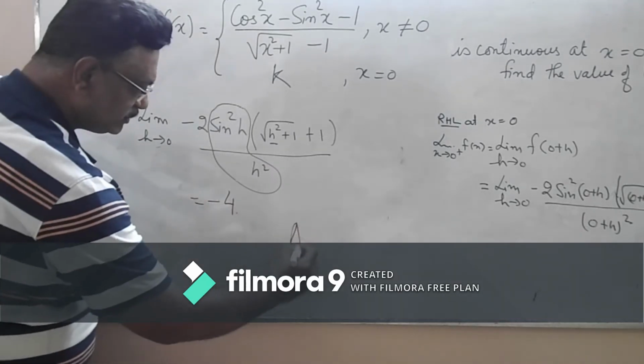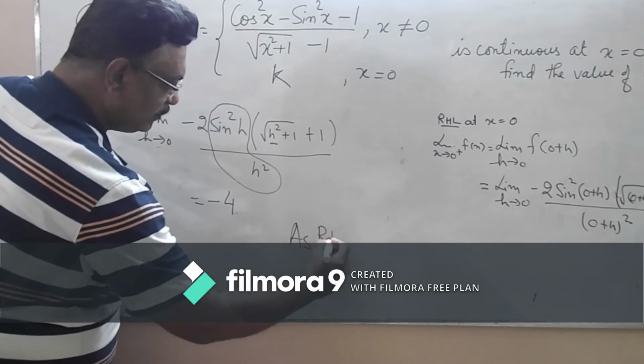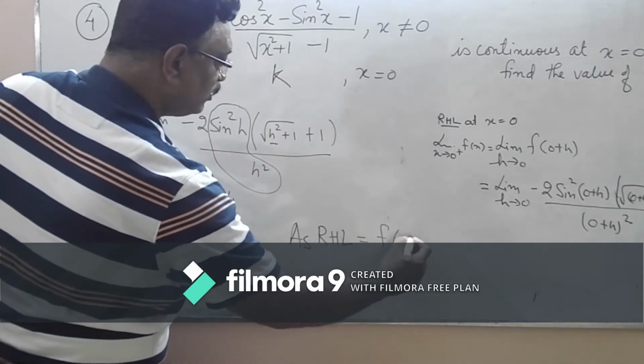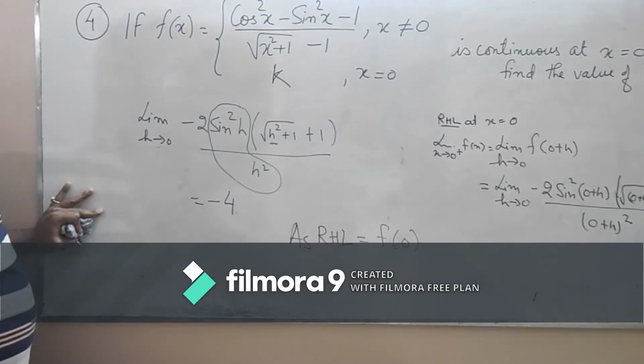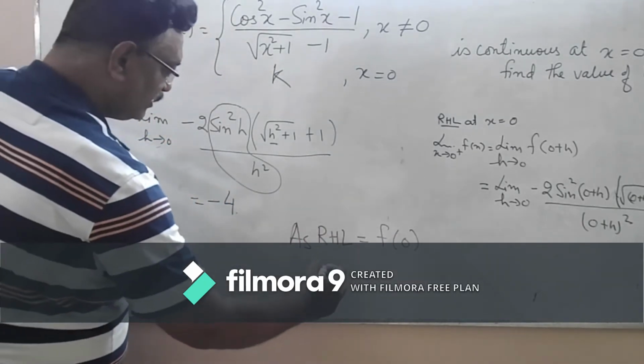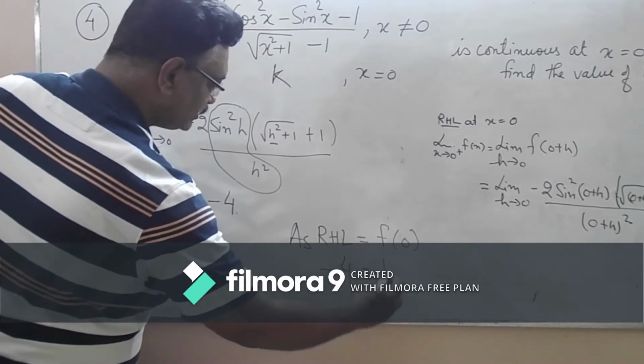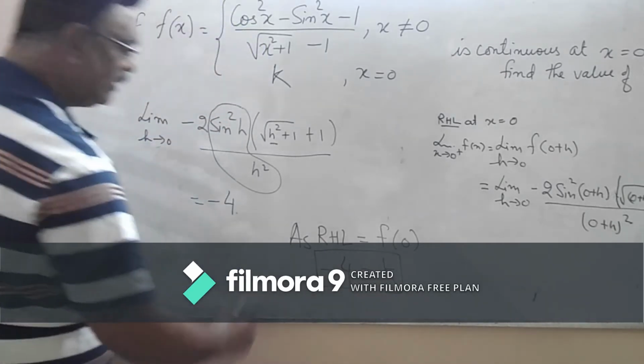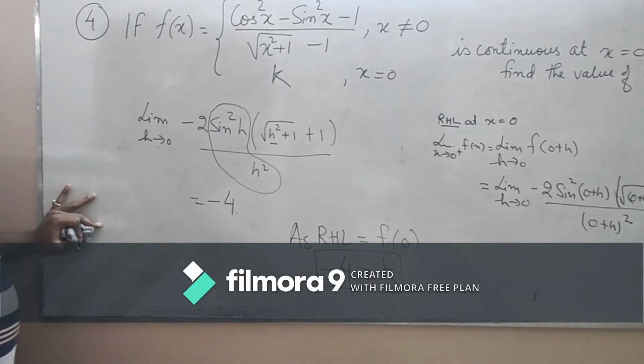Now as the right hand limit is equal to f(0), and it is already given in the question that the function is continuous, we get −4 is equal to k. Hence the value of k is −4.